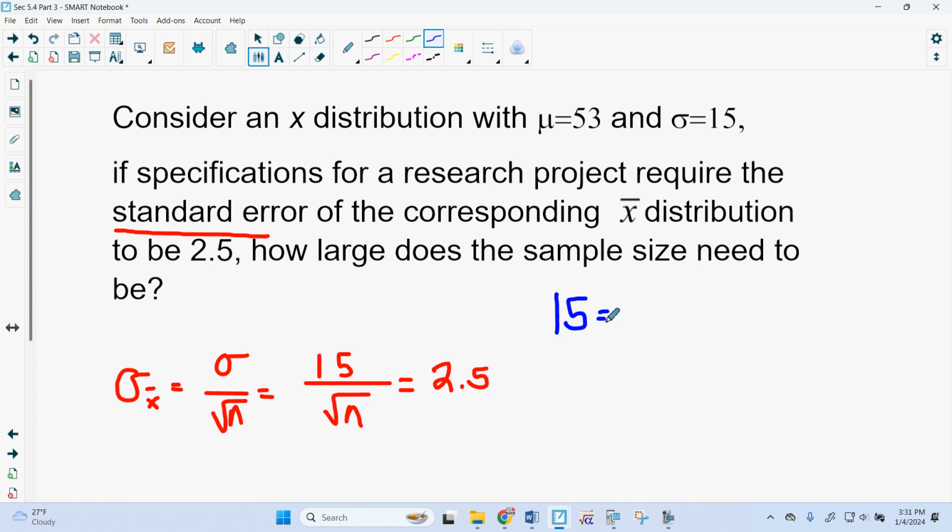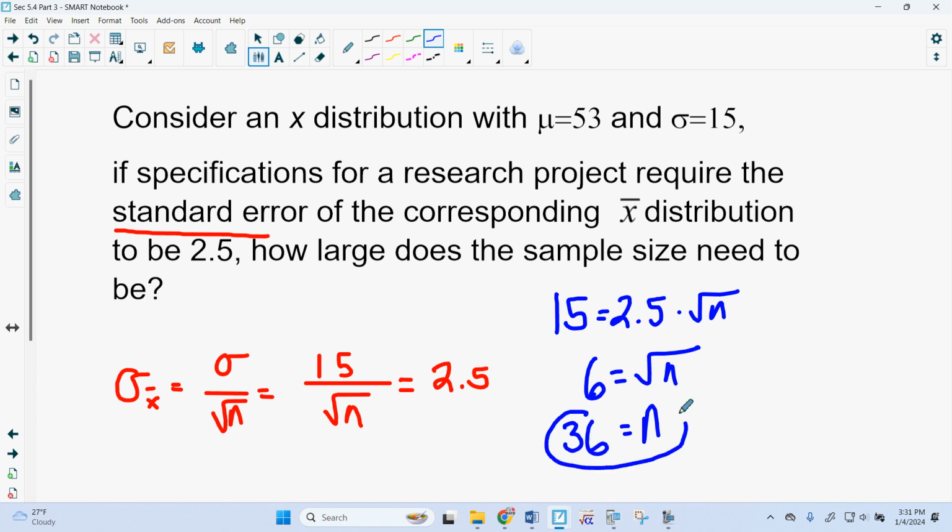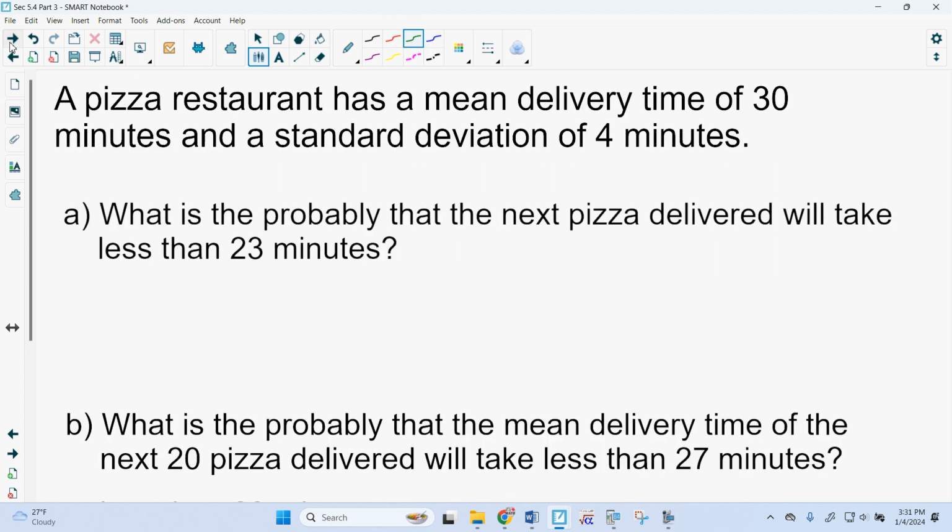So if I multiply both sides by the square root of n, I divide by 2.5 on both sides. This is 6 equals the square root of n. If I square both sides, I get n is 36. So if you were given your standard error and you want to find the sample size, you just use this formula and then solve for n. Let's look at another example, kind of driving this home again.